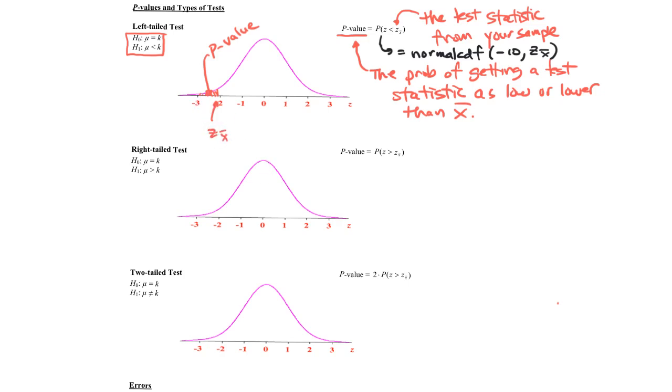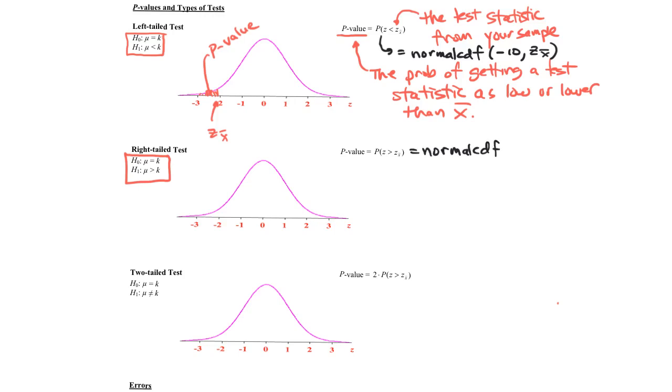And then the right-tailed test is the same idea, but this time we start off with our alternate hypothesis. This time, we believe that the mean is greater than this stated value, the value stated in the null hypothesis. So if you look at this, we've got z is greater than the z-score we get from our sample. So to figure this one out, we would use normal CDF.